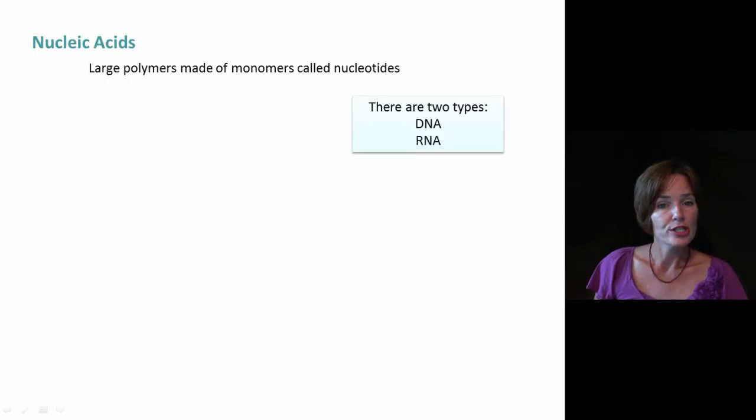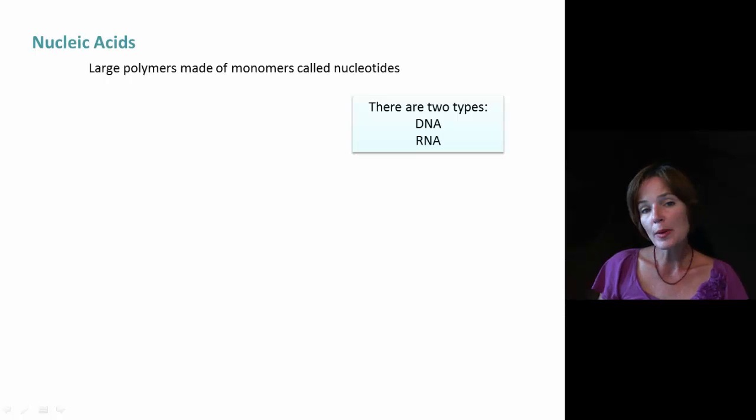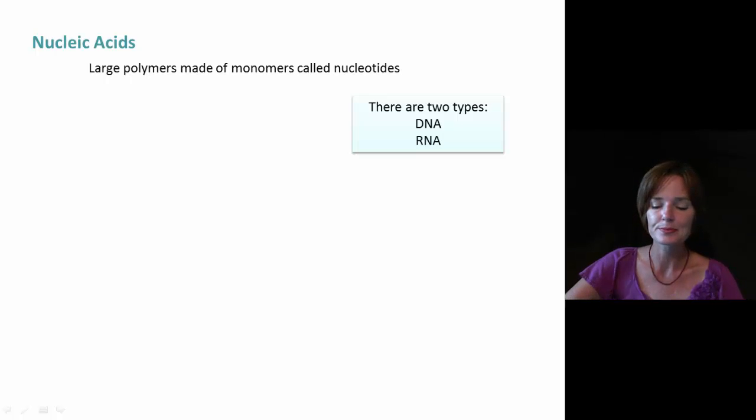There are two different categories of nucleic acids, and these are probably molecules that you've heard of before. This includes DNA, and it also includes RNA.